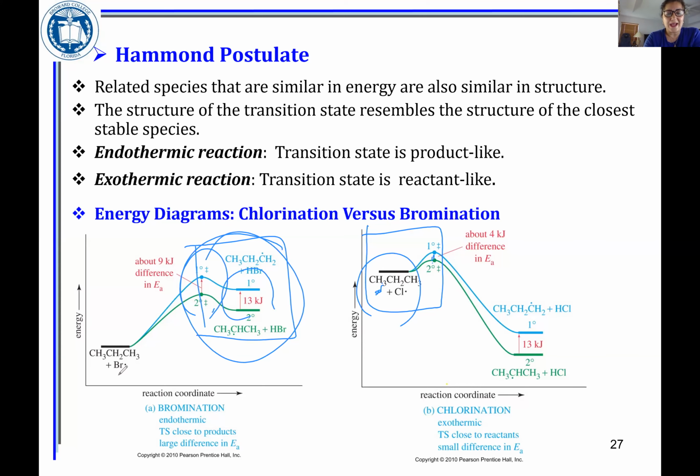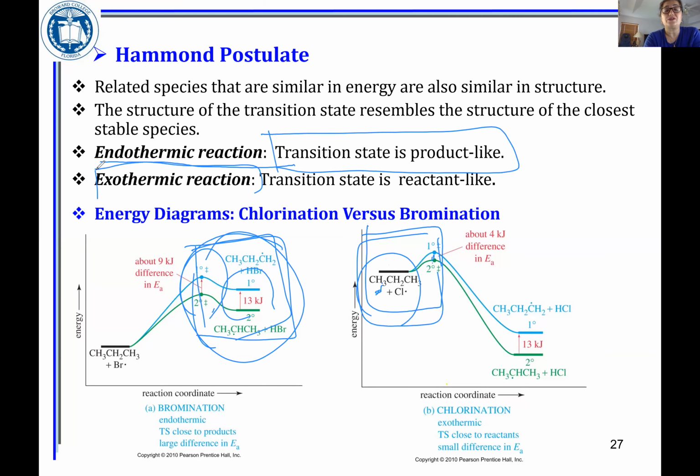So for bromination, because it's selective, the product and transition state are close in energy. For the reactive chlorination, the transition state is close to the energy and structure of the reactant. So for an endothermic reaction, the transition state is product-like. For an exothermic, more reactive reaction, the transition state is reactant-like.